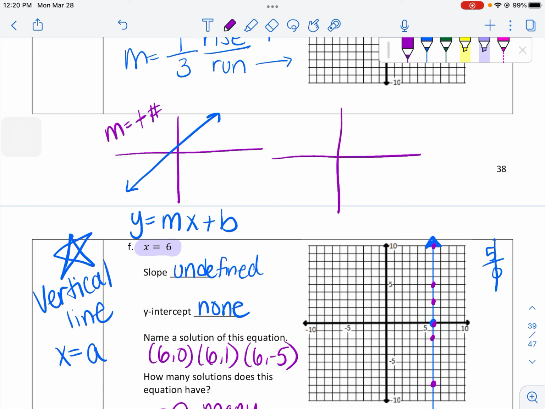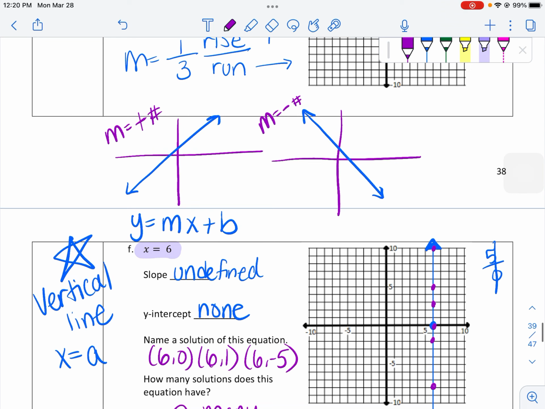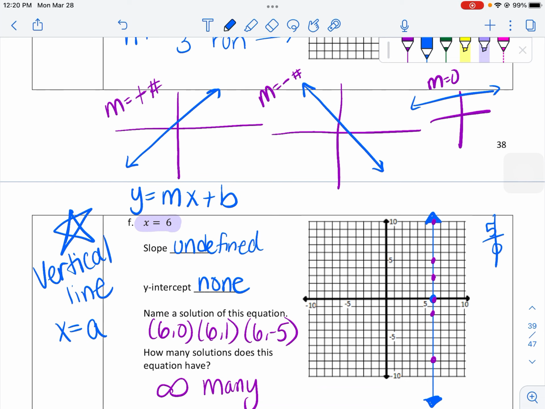If your m value is negative, your line should be decreasing from left to right. As your x's are getting bigger, your y values are getting smaller. So double check, anytime you have an m that is a negative number, you are graphing a negative sloping line. And then you have the two special cases where m is equal to 0, which should be a horizontal line. And then you have the one that we just did, a vertical line, and that is specifically when you have x equals some number, and then it will be straight up and down.